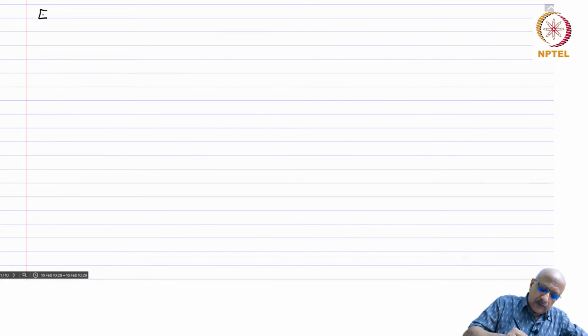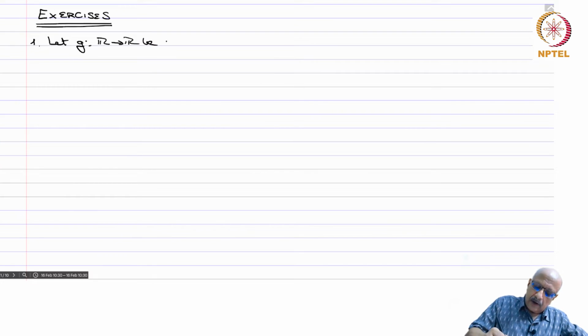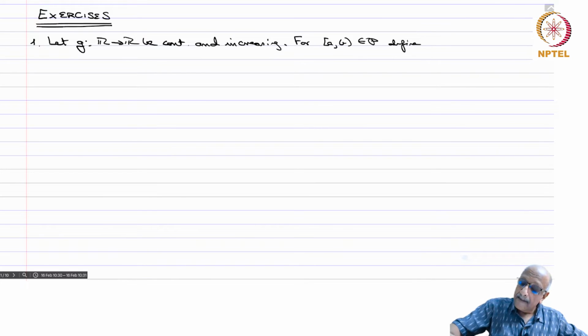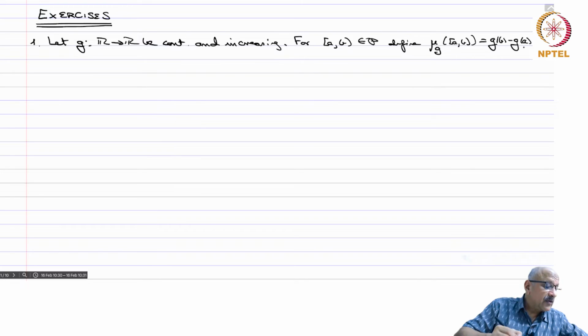We will do now some exercises. So the first one: let G from R to R be continuous and increasing. For A, B in P, define mu G of (A, B] equals G(B) minus G(A). So this is a non-negative quantity because G is an increasing function.